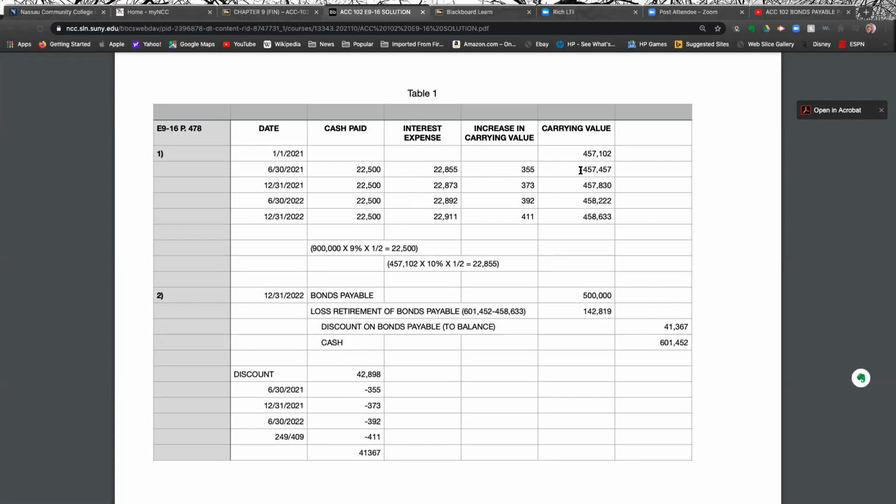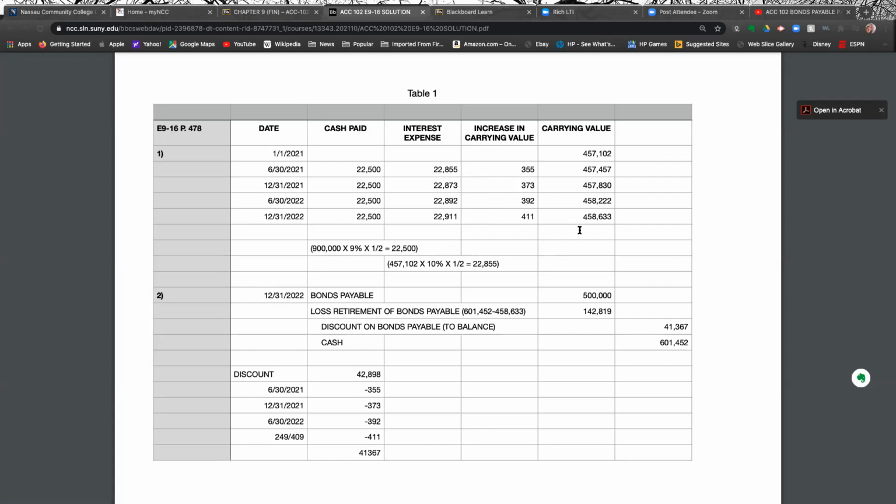So now we're going to take this new carrying value, 457, multiply it by 10% times 1/2, and we'll come out to this 22,873. The difference between the two columns, again, 373. Add the difference to the carrying value, get a new carrying value, right? And then do the same thing. Multiply the new carrying value times 10% times 1/2, and you'll get a new interest expense, and so on. And notice that the interest expense is a little bit higher each time. Notice that the carrying value is gradually creeping up. And at the end of the 20 years, the carrying value will be the face amount, 500,000.